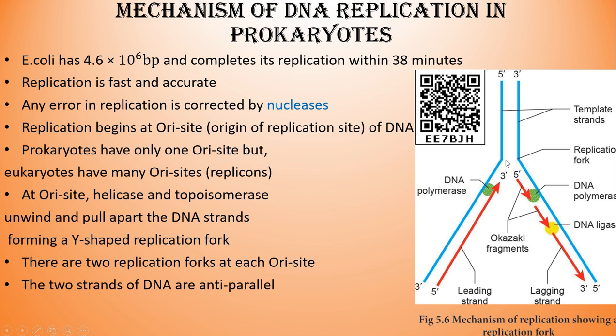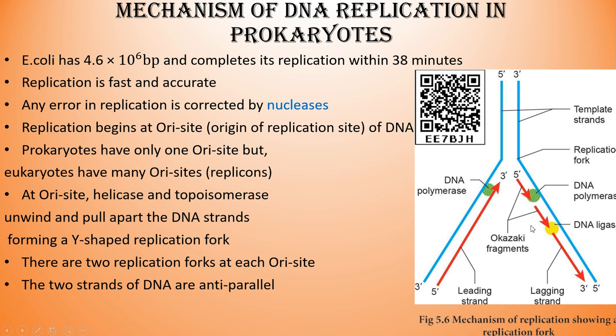At the origin of replication site, the enzymes helicase and topoisomerase unwind the DNA. First, the topoisomerase attaches and pulls both strands apart. Then helicase attaches at this place and results in unwinding or unzipping of the DNA strand. So the replication fork is formed. A Y-shaped replication fork is formed because the enzymes helicase and topoisomerase unwind and pull apart the DNA strands.